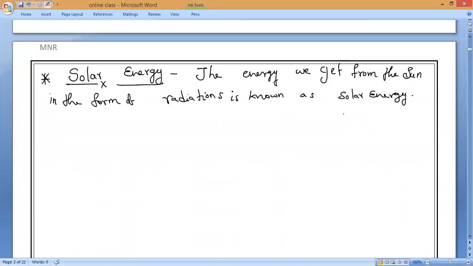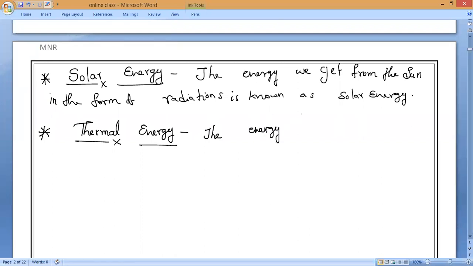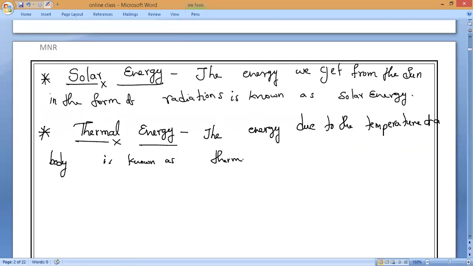Next, thermal energy. Can you tell me what you mean by thermal energy? Thermal means what? Heat or temperature. Right. The energy due to the temperature of a body is known as thermal energy. At least one word you must know about it.